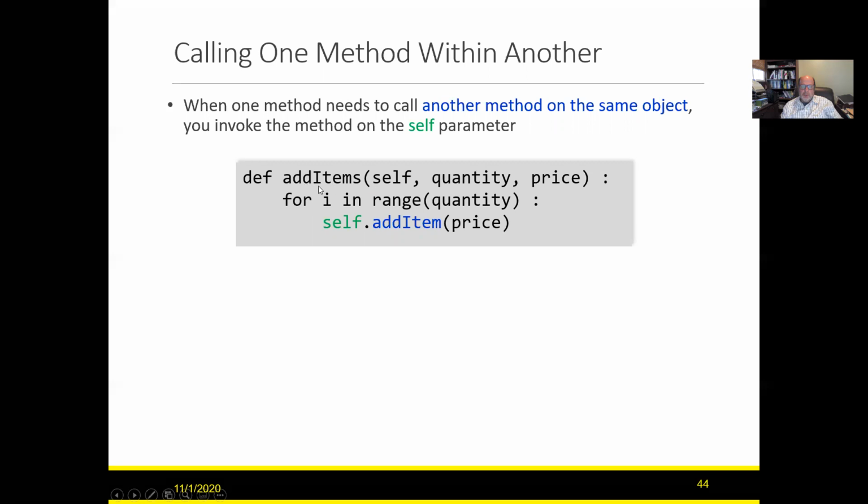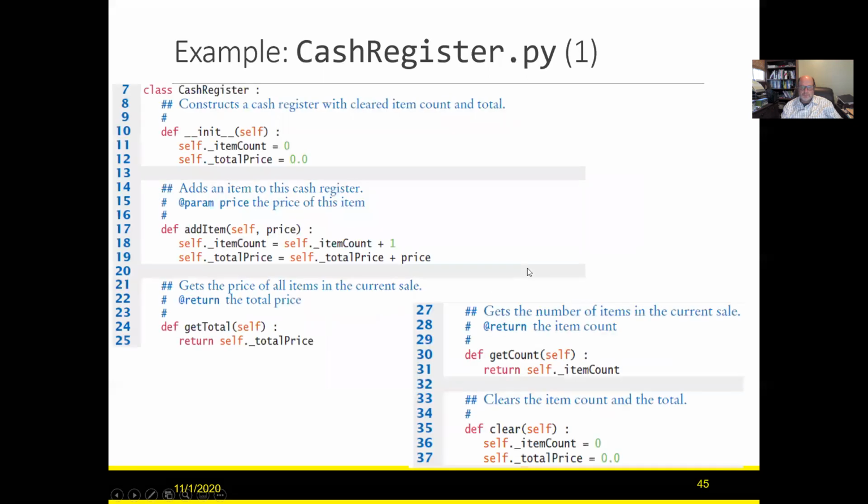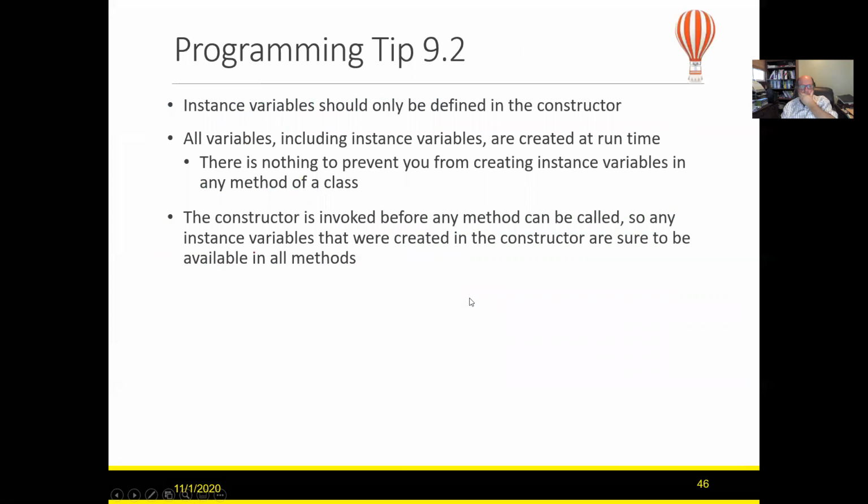When we are calling a method inside another method, we have to use the word self for it. So this is a sample from your book that is doing the cash register. We would put the init, where we initialize our instance variables. We have an add item, we have a get total, and we have the get count. We have the clear. All those methods are available.